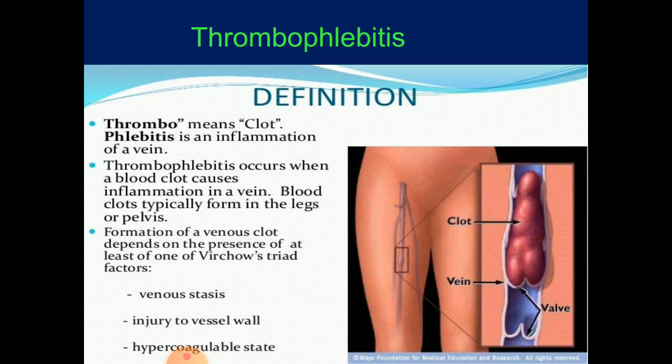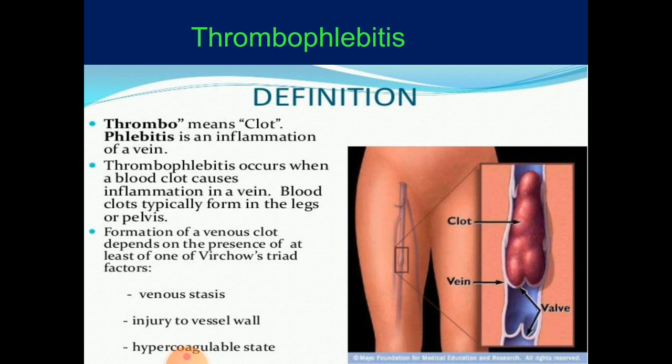Then we have thrombophlebitis. Thrombo means clot. Phlebitis means inflammation of a vein. So thrombophlebitis occurs when a blood clot causes an inflammation in a vein. Blood clots typically form in the legs or pelvis.